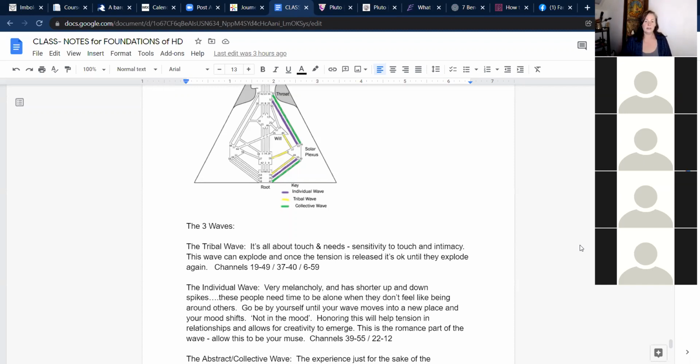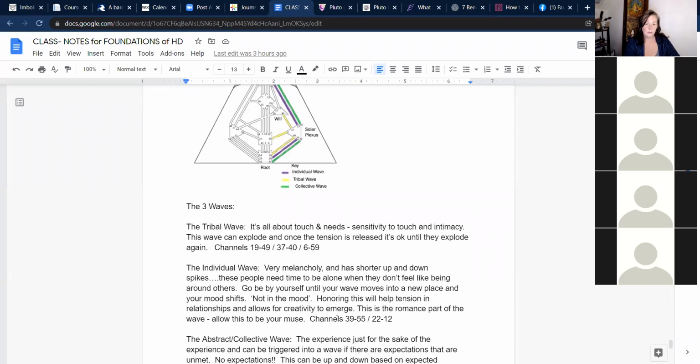So like I said, those are the ones in the yellow. And I have them written here, the 19, 49, 37, 40, 6 and 59. Now the 59 is in the sacral, but it's attached to the 6. So you don't need the whole channel though to feel this.